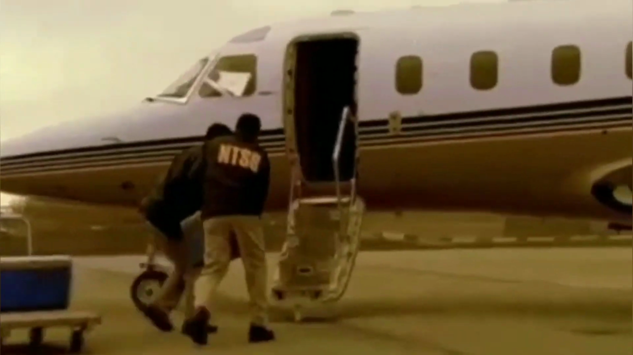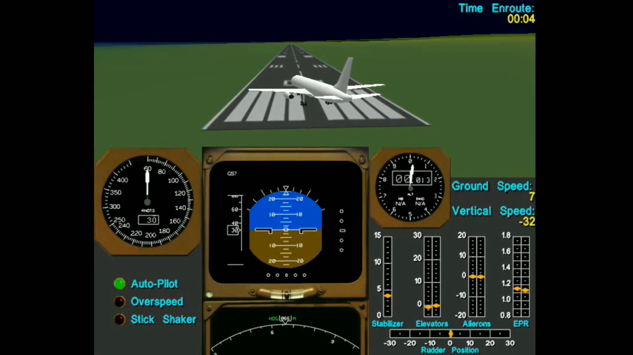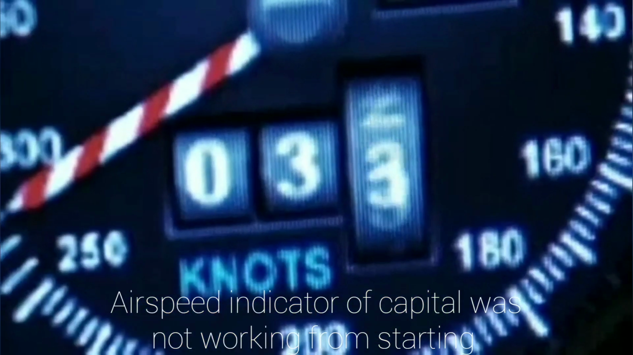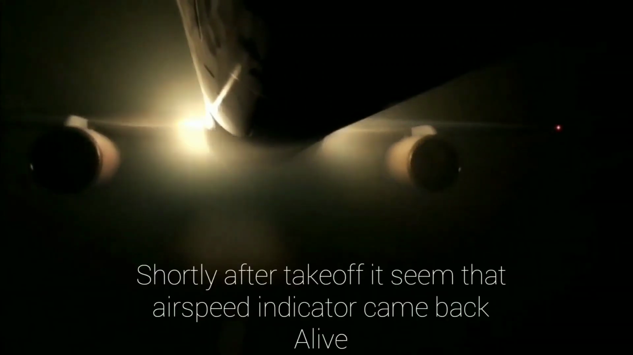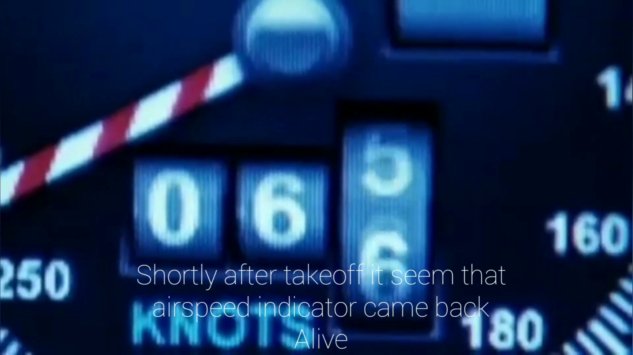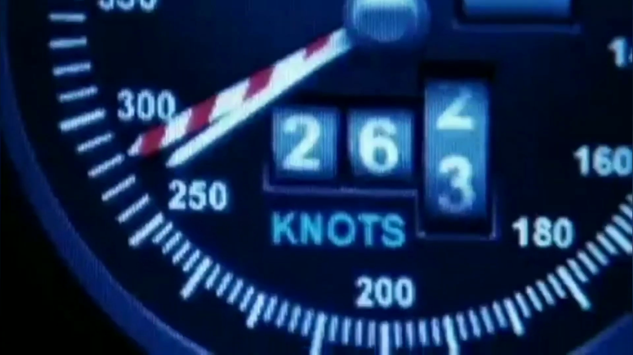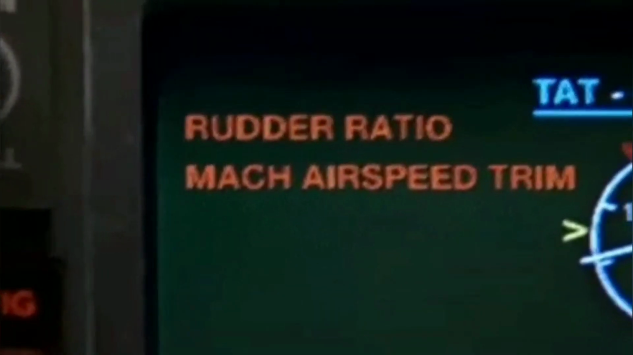Investigation of Virgin Air flight number 301 began, and when investigators heard the recording from the CVR and viewed the FDR data of the crashed aircraft, they found that the airspeed indicator of the captain was not working from the beginning of the flight. Despite this problem, the aircraft took off, and shortly after takeoff, it seemed that the airspeed indicator of the captain came back alive. But after some time, the airspeed indicator of the captain started giving an overspeed warning.